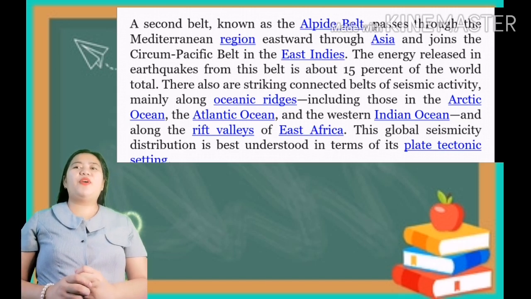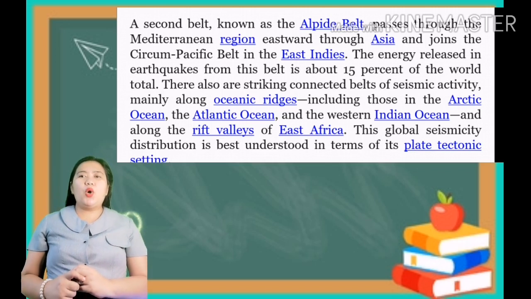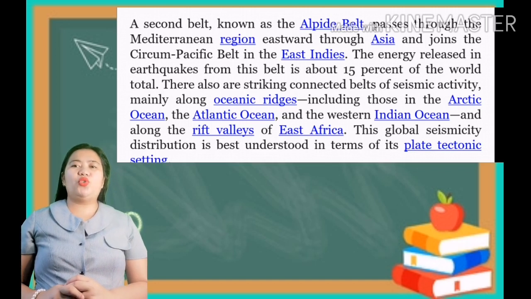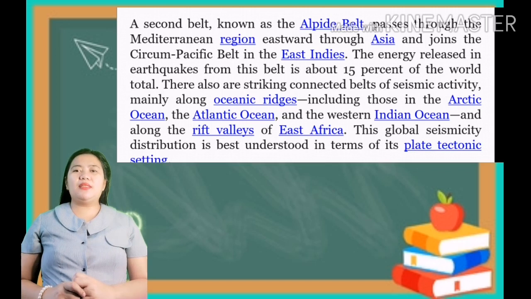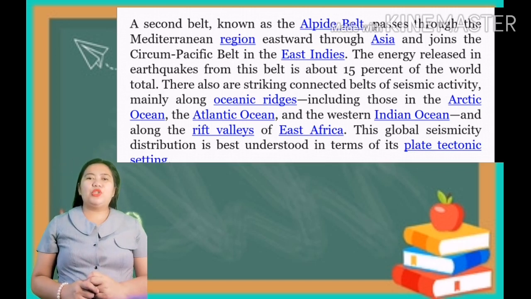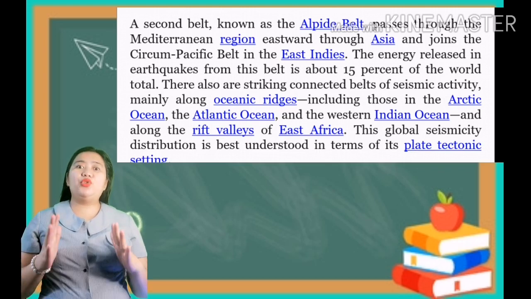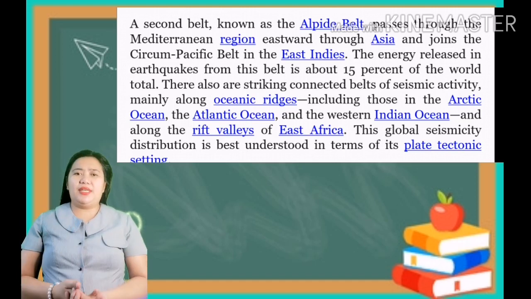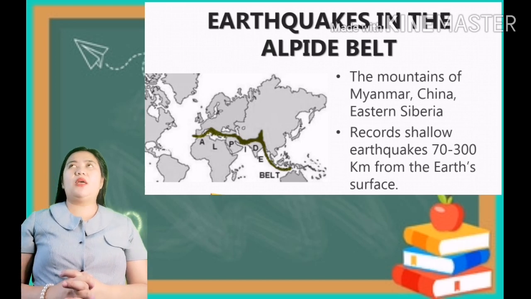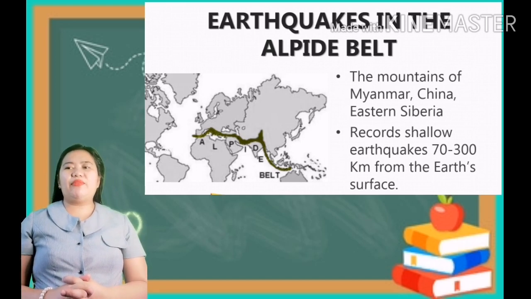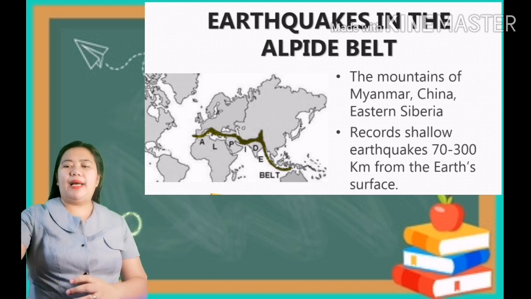The energy release in earthquakes from this belt is about 15% of the world total. There are also striking connected belts of seismic activity, mainly along oceanic ridges, including those in the Arctic Ocean, Atlantic Ocean, Western Indian Ocean, and along the rifts of East Africa. This global seismicity distribution is best understood in terms of plate tectonic setting. As we discussed during our volcanic belt, this Alpine belt is active due to the plates that are likewise active underneath it. Okay? So the mountains of Myanmar, China, Eastern Siberia are still part of this Alpine belt. Records of shallow earthquakes from 70 to 300 kilometers from the Earth's surface are recorded from the Alpine belt.